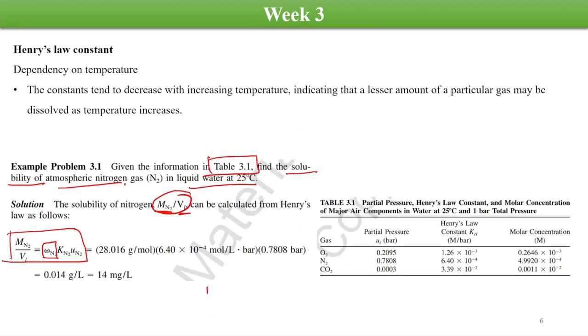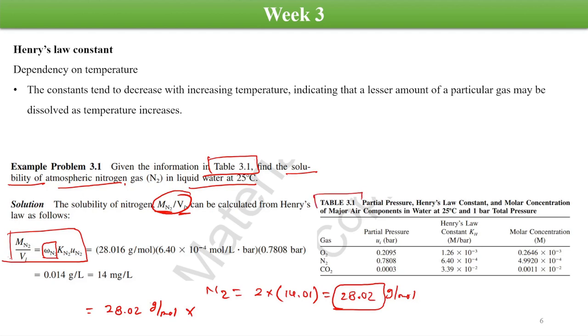For nitrogen, we have two atoms of nitrogen, so we can write 2 times the atomic weight of 14.01. So it will be 28.02. Here we will write omega N2 as 28.02, and the unit will be gram per mole. Then we'll move on to the Henry's constant. For nitrogen, in table 3.1, the Henry's law constants for different gases in air are provided. For oxygen, it's 1.26 into 10 to the power minus 3, and for nitrogen, it's 6.4 into 10 to the power minus 4. So the higher the Henry's law constant, the more the solubility.